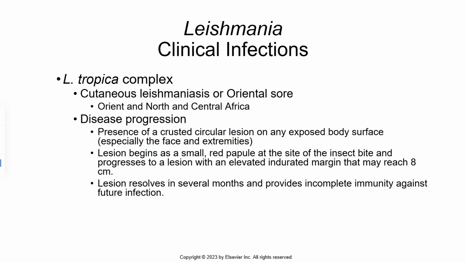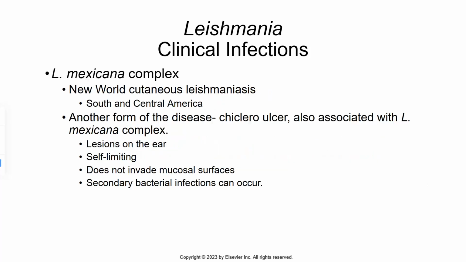L. tropica causes cutaneous leishmaniasis, or oriental sore. It is found in the Orient and in North and Central Africa. Disease progression: a crusted circular lesion. The lesion begins as a small red papule at the site of the insect bite. It resolves in several months and provides incomplete immunity against future infection.